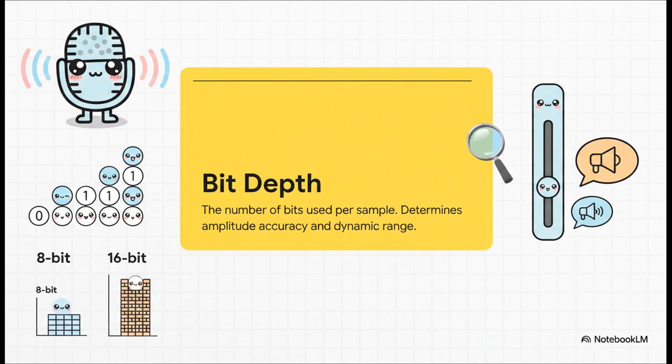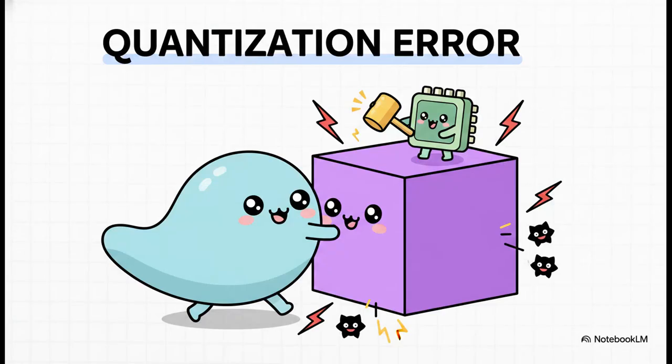Just to put it in perspective, an 8-bit depth gives you 256 levels of volume, but a 16-bit depth gives you over 65,000 different levels. But here's the catch. Because we're forcing infinite analog possibilities into finite digital boxes, the computer actually has to round those sampled voltages to the nearest whole number. This rounding process is what we call quantization.